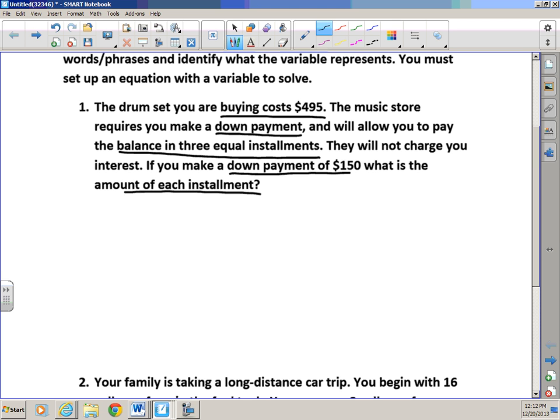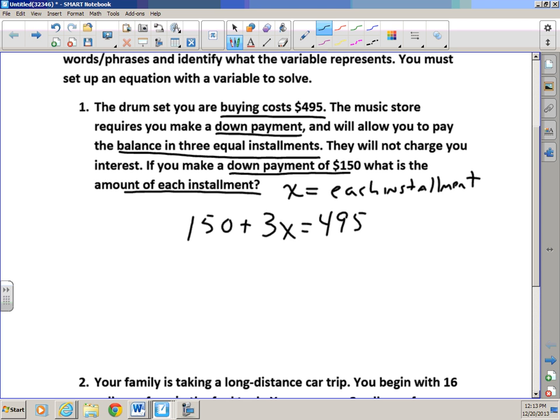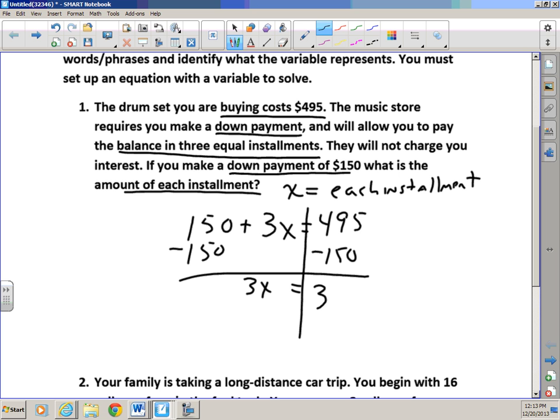So we want to identify our variable. Our variable is X, and it represents each installment. So how much in total is this drum set costing us? Well, it's costing us the down payment of $150 plus 3 installments. As we talked about, these equations are usually very straightforward, a lot of times just 2-step equations. And we get our answer of X is $115.